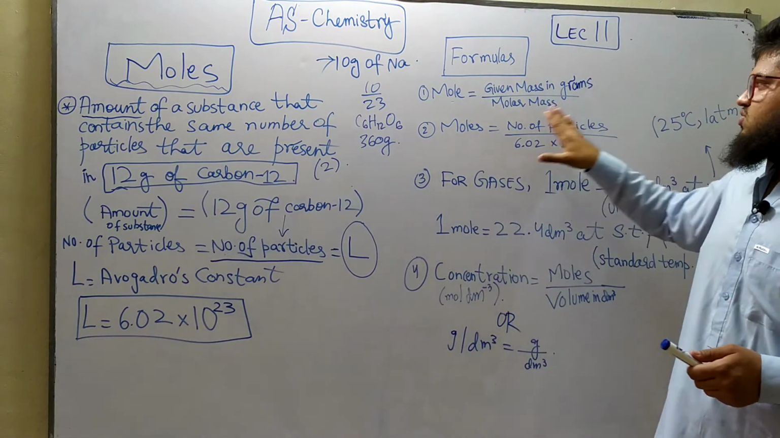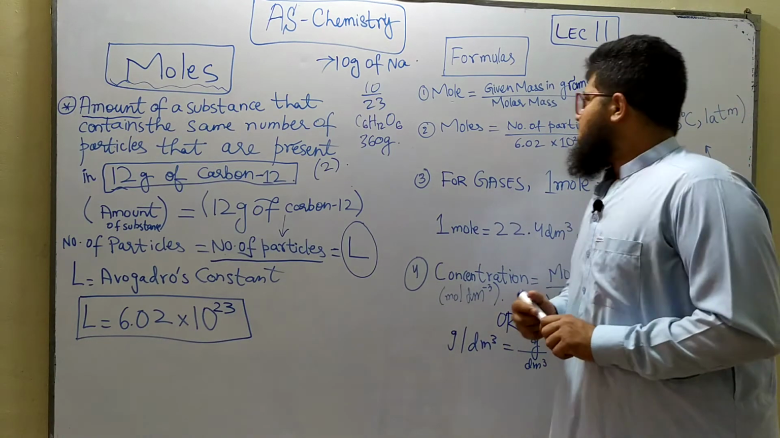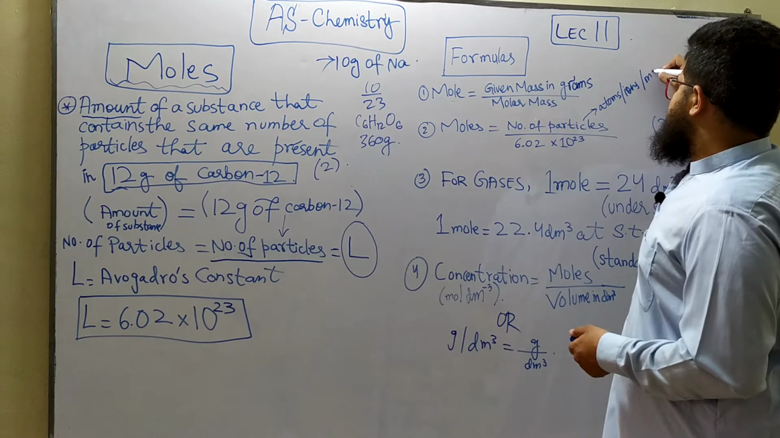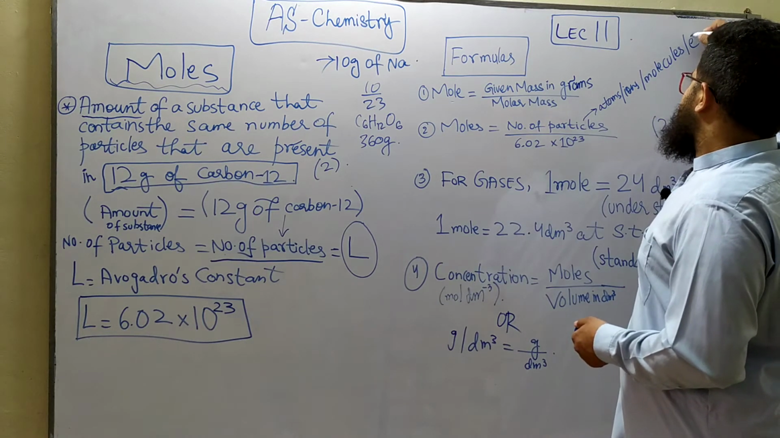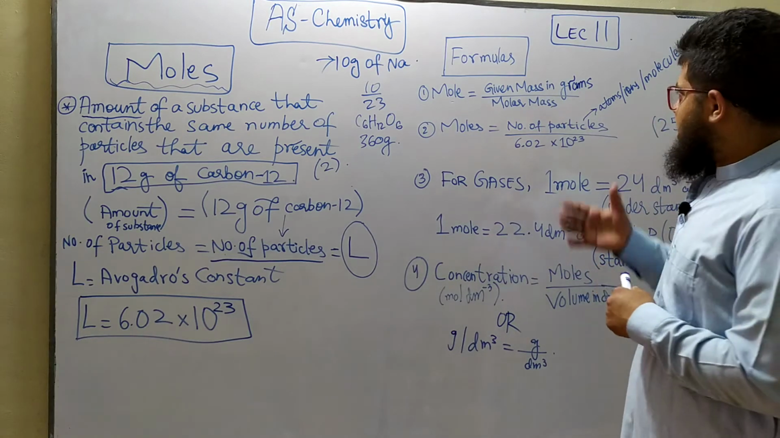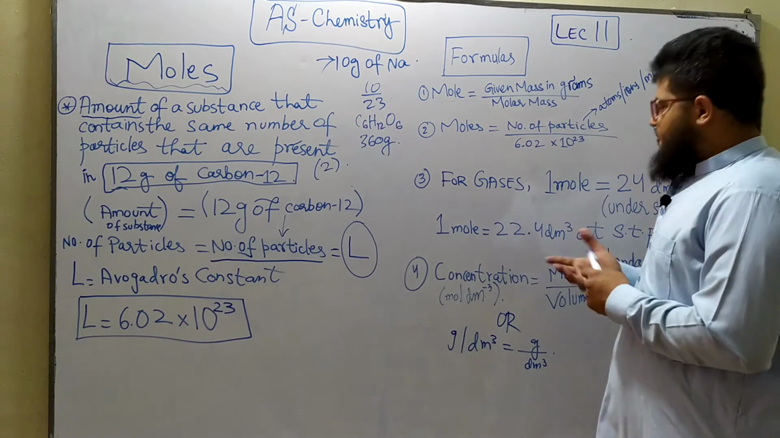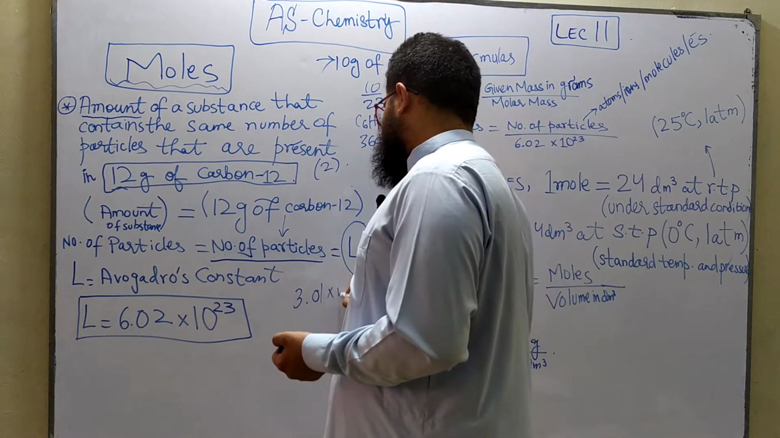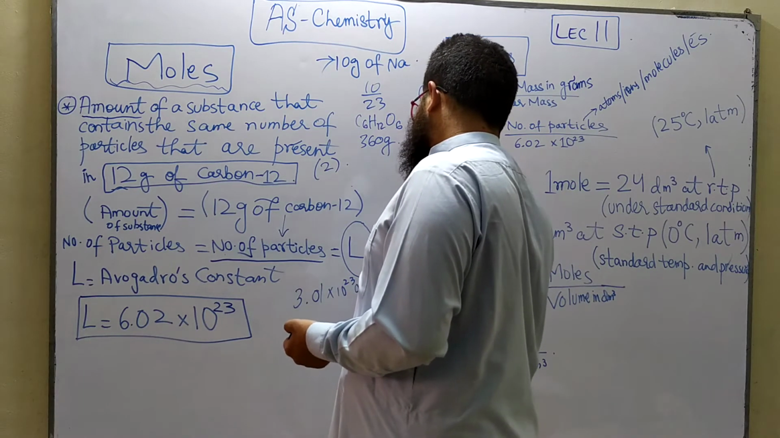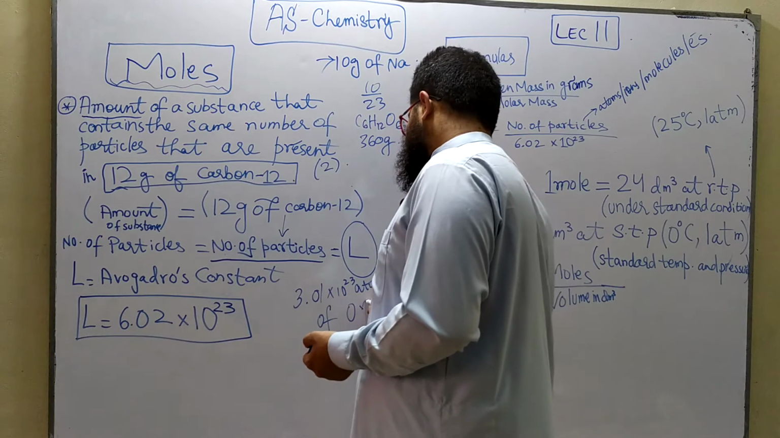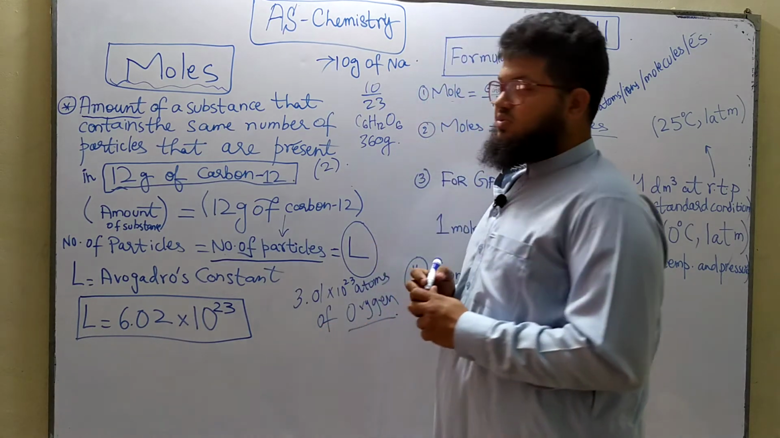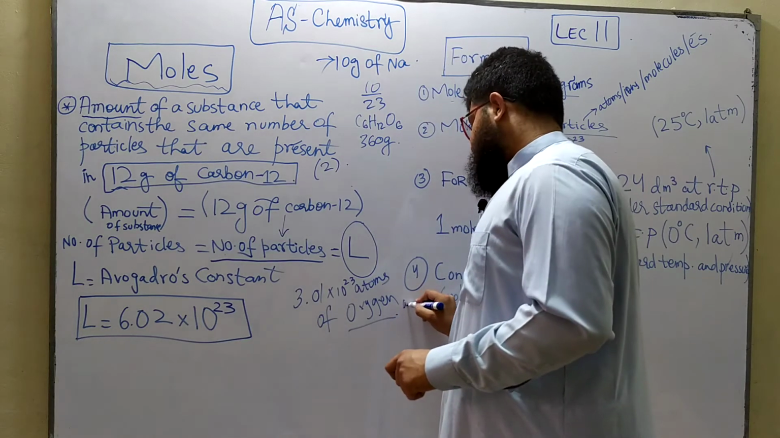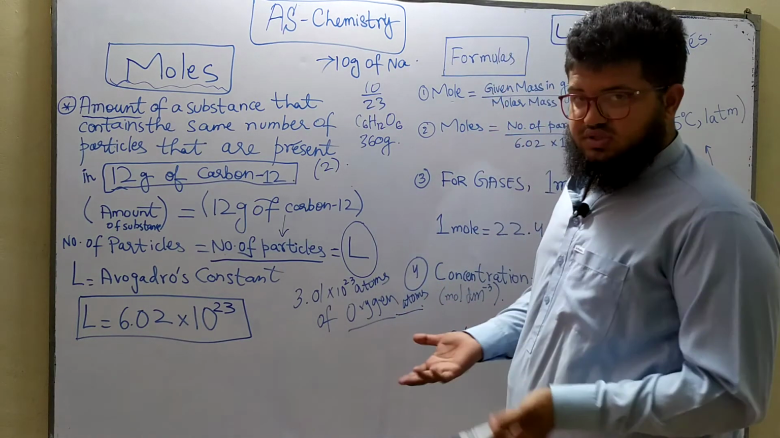Then coming to the second formula, moles is equal to number of particles divided by the Avogadro's constant. Now these particles can be atoms, ions, molecules, electrons, anything. Any particle present in an element can be the number of particles here. For example, I've got 3.01 times 10 to the power of 23 atoms of oxygen. If I were to ask you for the amount of moles of oxygen atoms in this sample, what's going to be the solution?